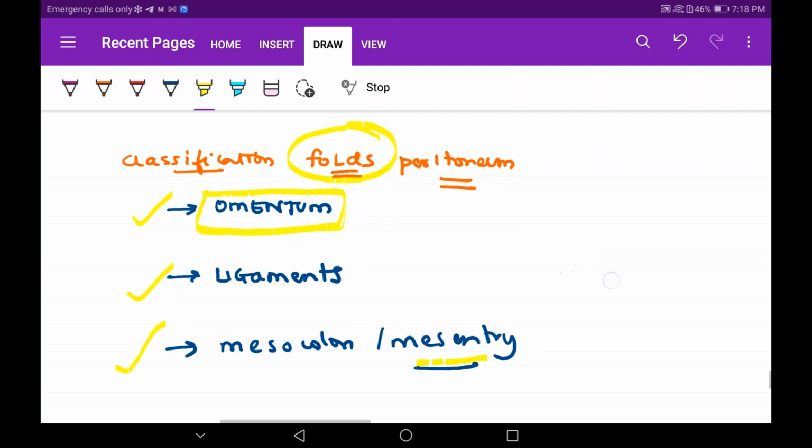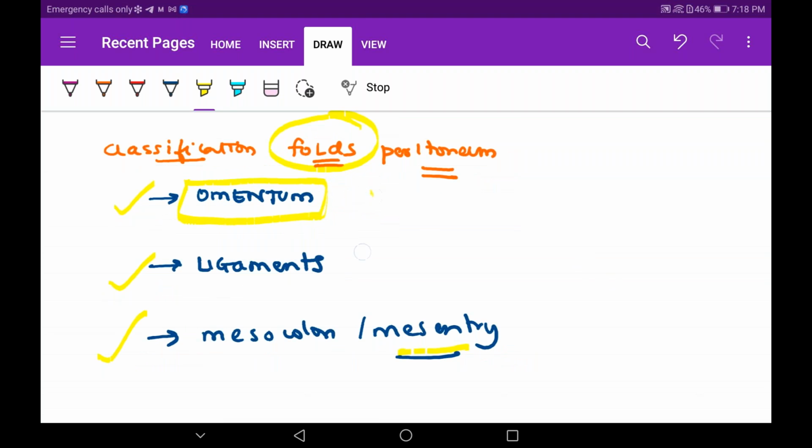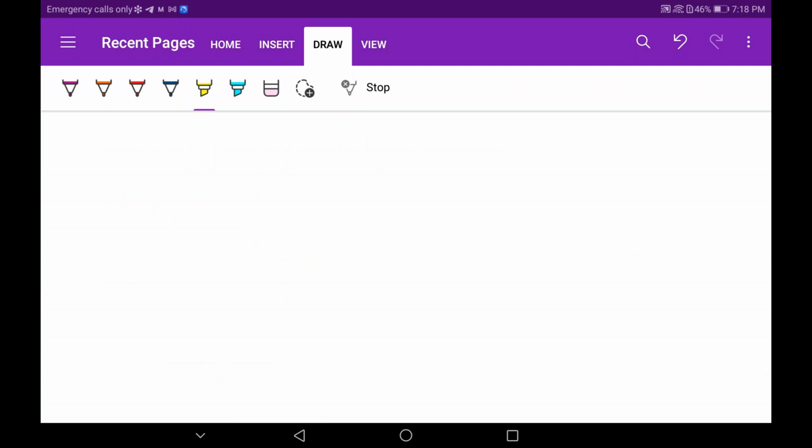Now, did you understand the three names of the folds? Okay, now this is over. Now we will be going to the most important aspect of today's session, which is the diagram. I want everybody to draw this diagram. Please, you have to draw this diagram. Even if you're sitting nicely, just draw the diagram, okay, roughly.